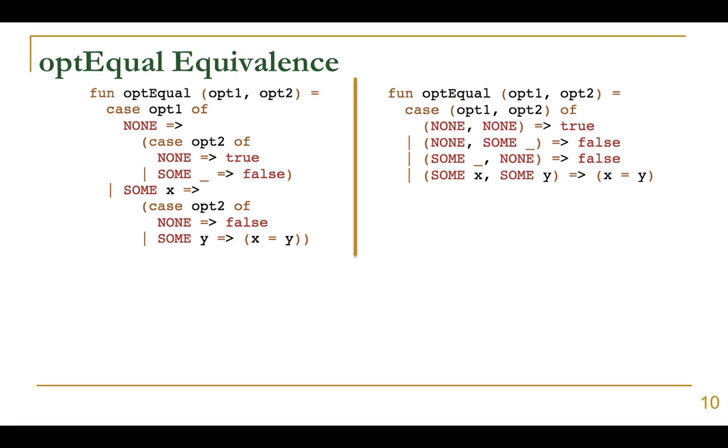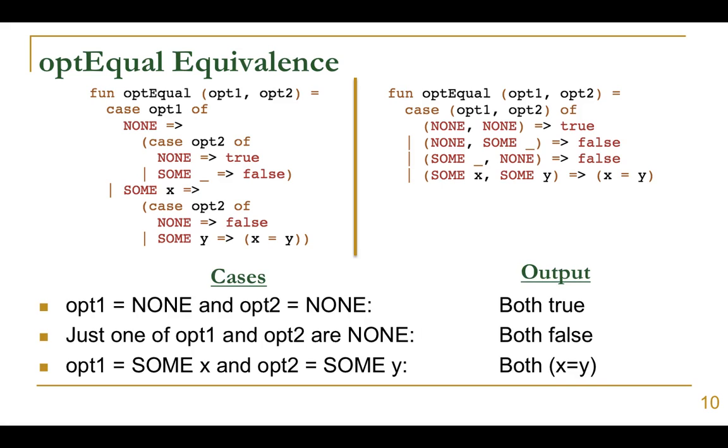When we examine these two implementations manually, we can see that they're equivalent simply by considering each of the cases. In the first case, when opt1 is none and opt2 is none, both implementations return true. When just one of opt1 and opt2 are none and the other is some of something, both of them return false. And finally, when opt1 is some of x and opt2 is some of y, both implementations return x equals y. Since both implementations return the same output in all of the possible cases for the input, we can observe that these two implementations are equivalent to each other.